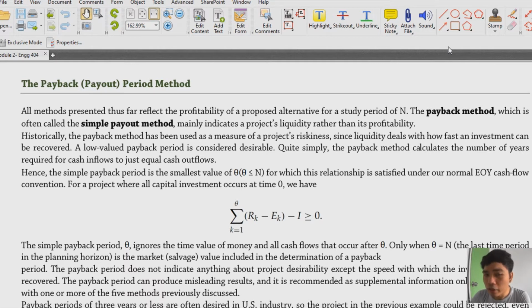So ngayon, there are actually two kinds of payback or payout period. The first one is the simple payout period, and then the second one will be the discounted payout period or the payback period. Now, in this case, we'll only be considering the simple payout period para naman ma-lessen yung mga kailangang aralin, no? Now, the good thing about this simple payout period is it is very simple, no?